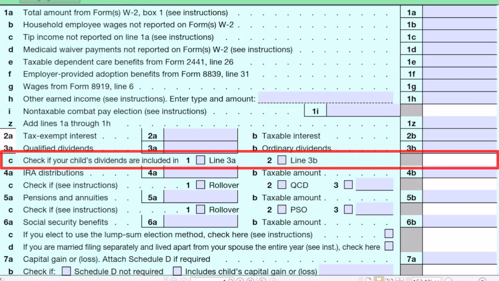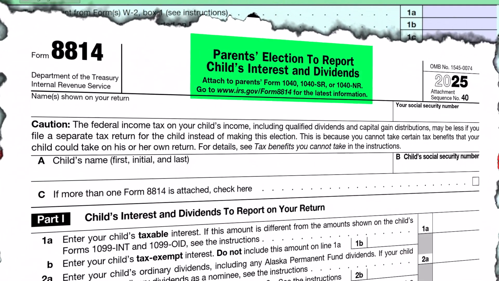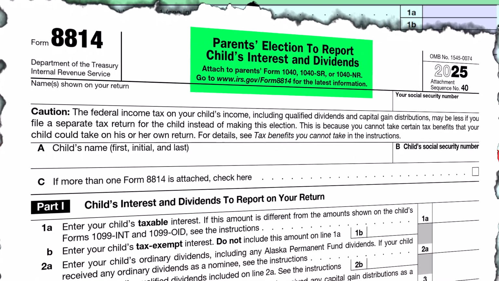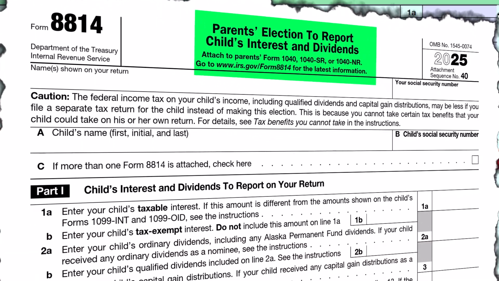Consider Line 3C, which is a specific checkbox used when you choose to report your child's interest and dividend income on your own tax return. Instead of the child filing a separate return, you can use Form 8814 to fold their earnings into yours, provided they are under age 19 or a full-time student under 24.